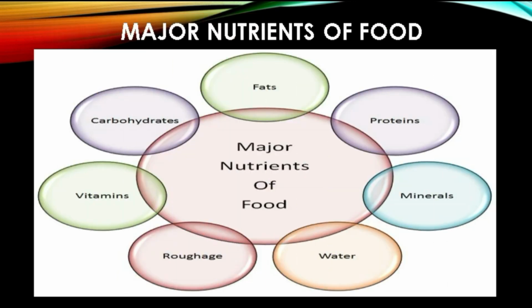Students, these are the major nutrients of a food that make a food a complete food. These are fats, proteins, minerals, water, roughage, vitamins, carbohydrates. Now we will learn and discuss each major nutrient elaborately.